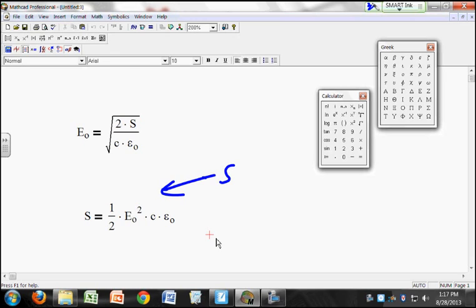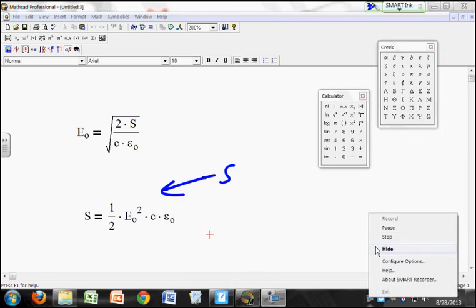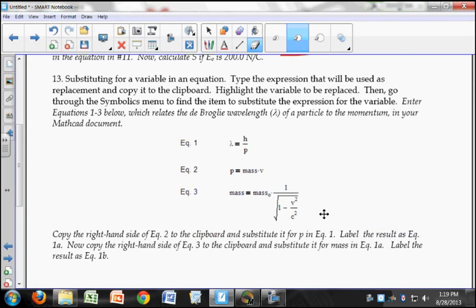Okay? So that's a very useful thing to know how to do on Mathcad. Alright, so now let's take a look at another thing you can do with symbolics.